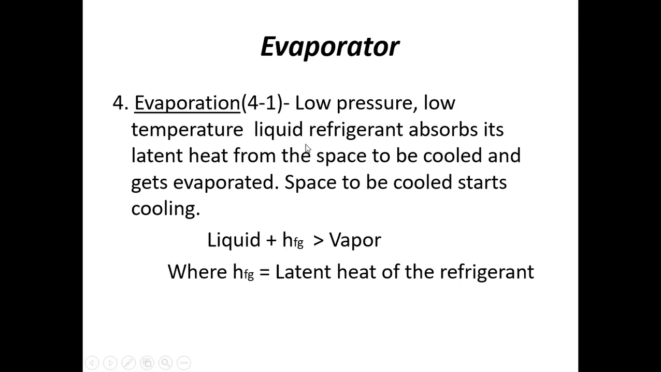This is when, after expansion, you have a lower temperature liquid refrigerant. When this lower temperature liquid refrigerant passes through the evaporator coil, it absorbs its latent heat from the space to be cooled and gets vaporized. That is, liquid refrigerant absorbs its latent heat and gets vaporized. You have hfg: liquid plus hfg gives vapor, where hfg is the latent heat of the refrigerant.